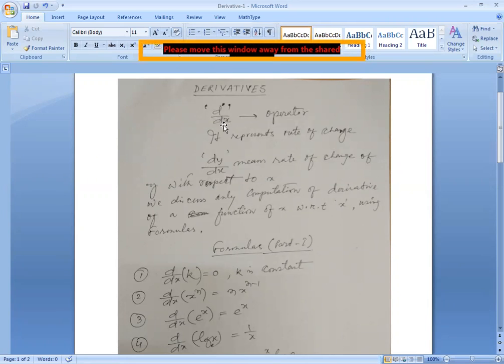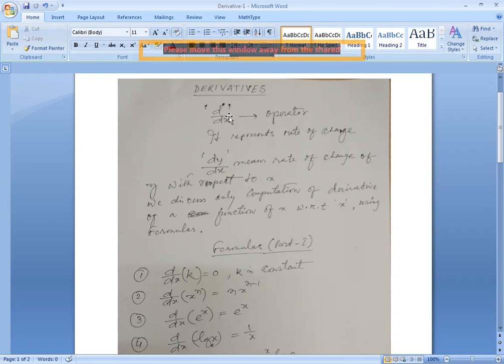d/dx, d divided by dx, but it is not read as d divided by dx, it is read as the d/dx operator. The d/dx operator indicates rate of change of whatever variable or function we write immediately after d/dx. So it gives us rate of change with respect to what? This x is here in the denominator, with respect to x.